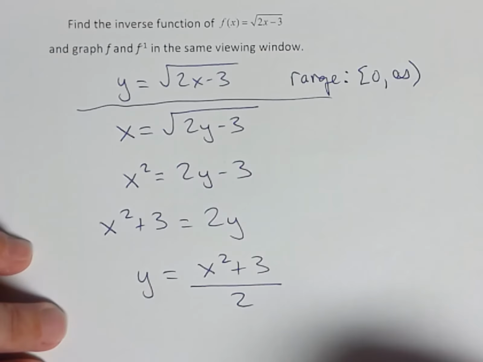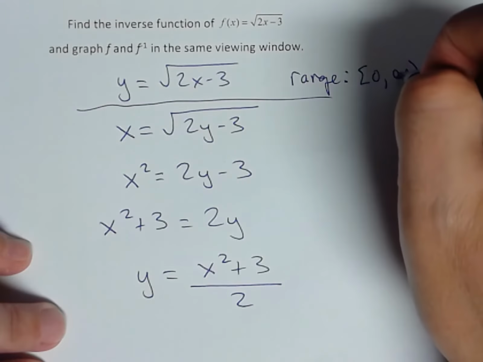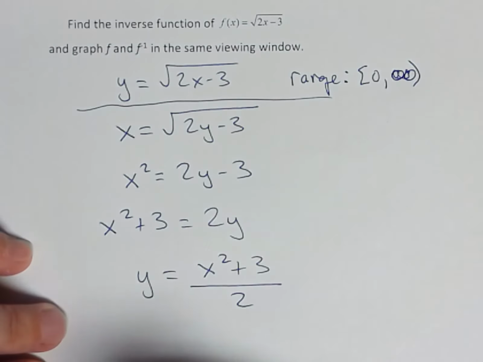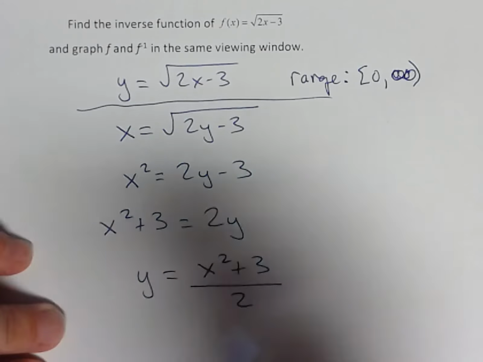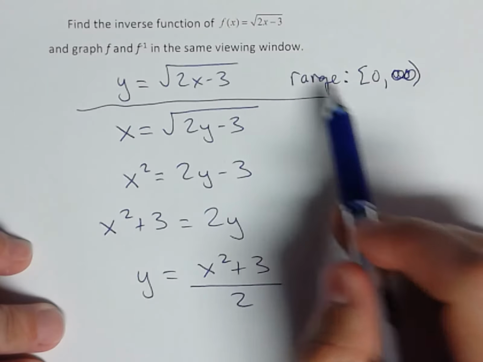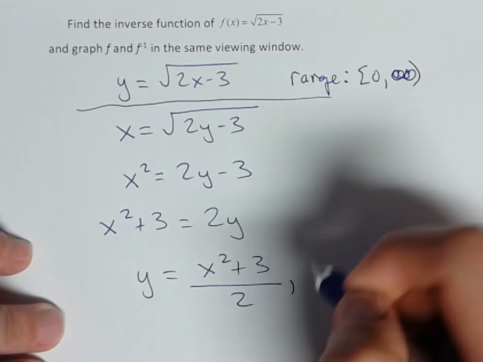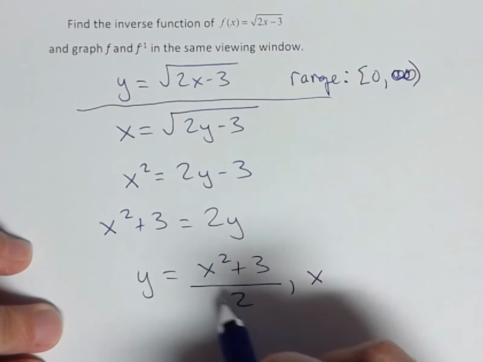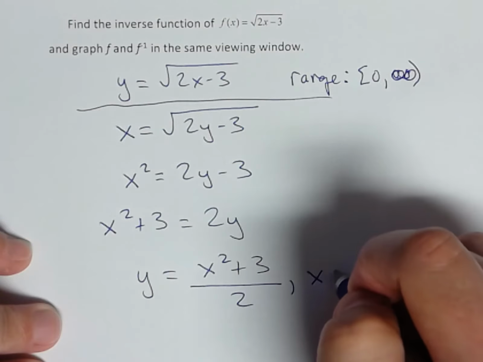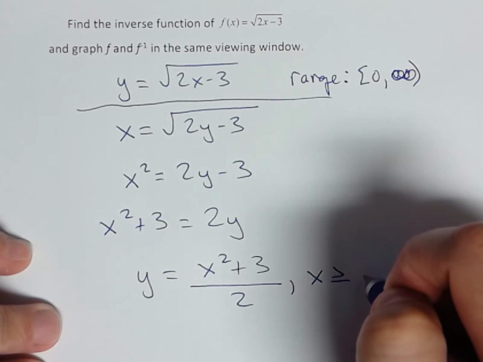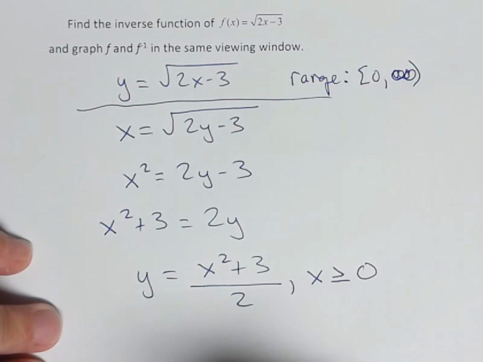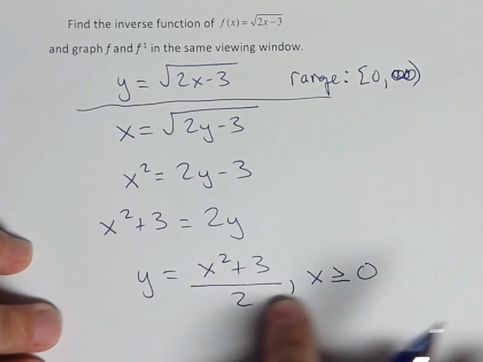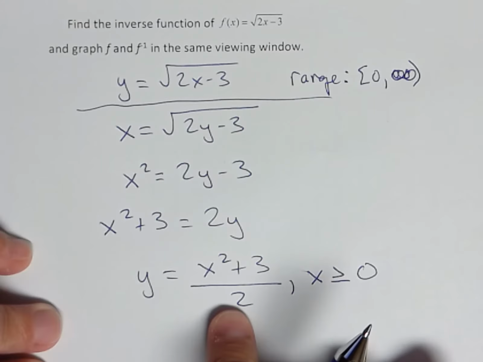0 is the smallest it can be, and it goes up. It gets bigger and bigger. Well, the reason I focused on the range is because that becomes the domain of this. And so for this one, we could say this is the inverse as long as x is greater than or equal to 0. So a parabola doesn't have an inverse, but half a parabola does.